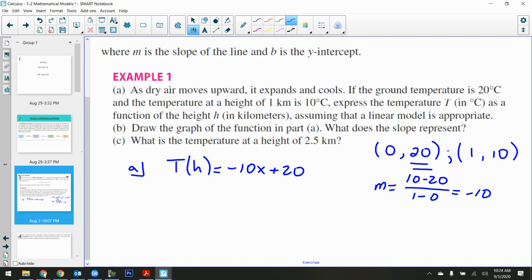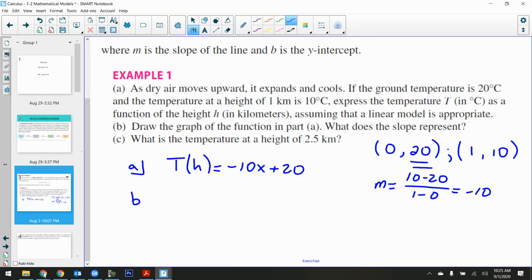Let's talk about my domain before we move past A. What's my domain of this? Now think about it in terms of the problem that we have. 0 to infinity, I guess, right? If we really wanted to keep going, scientifically we're not really sure what's going to happen way out there. And then my range would be all real numbers, right? Okay, and actually, my range. Well, let's talk about the graph, and then we'll talk about the range as well.